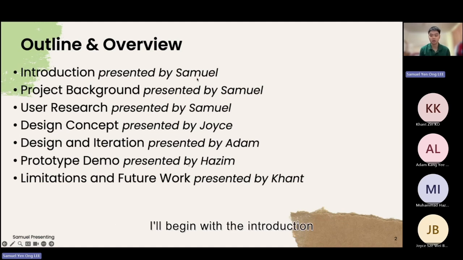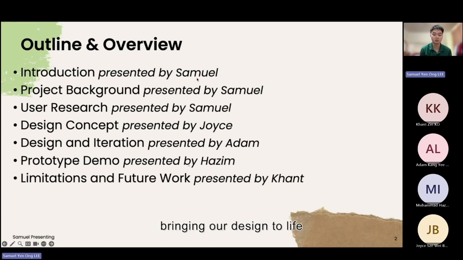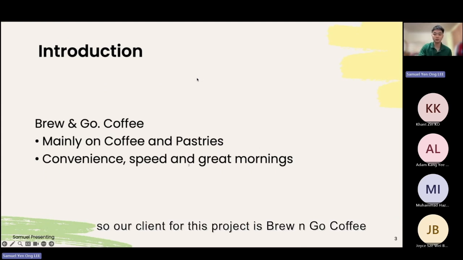I'll begin with the introduction, followed by the project background and a summary of our user research findings. Joyce will then walk you through our design concept and the core ideas that shape our visual and interaction decisions. Next, Adam will present our design iteration process, showing how we evolve our ideas through feedback and testing. Hazim will demonstrate the prototype, bringing our design to life. And finally, Kent will conclude with the limitations and future work, discussing what we have learned and what could improve in future iterations.